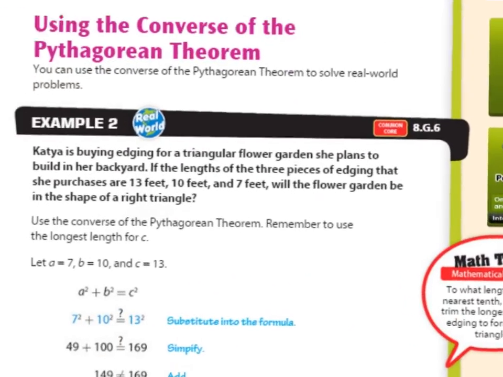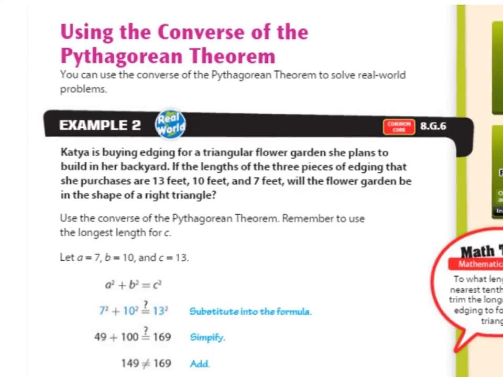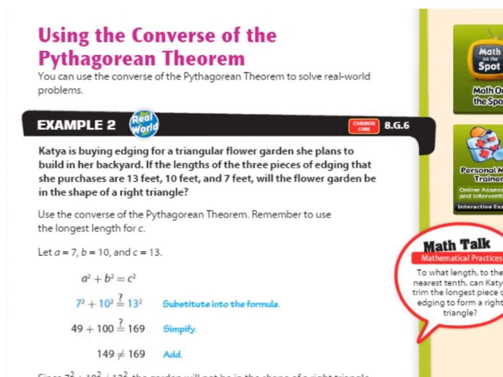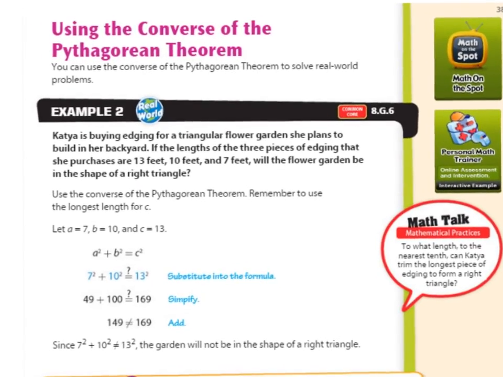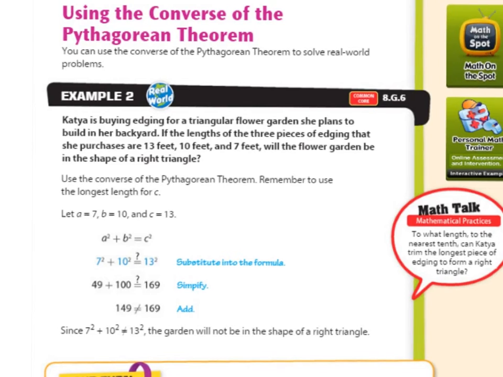Let's go ahead and enlarge this. So we are using the converse of the Pythagorean theorem, and it's telling us we can use the converse of the Pythagorean theorem to solve real-world problems. Sweet. So let's do it. So in example 2, we are looking at Katya, who is buying edging for a triangular flower garden she plans to build in her backyard. If the lengths of the 3 pieces of edging that she purchases are 13 feet, 10 feet, and 7 feet, will the flower garden be in the shape of a right triangle?